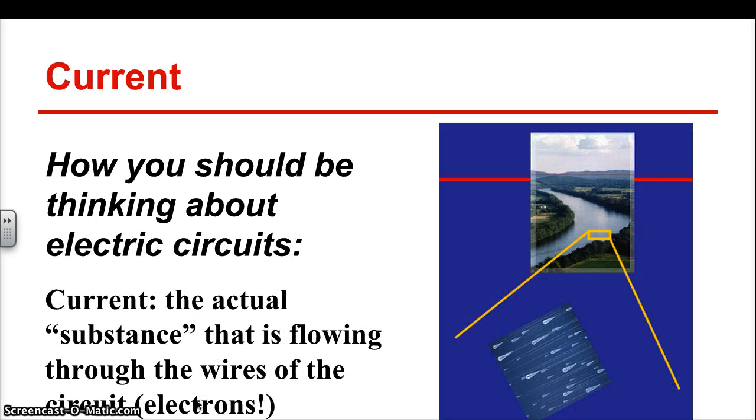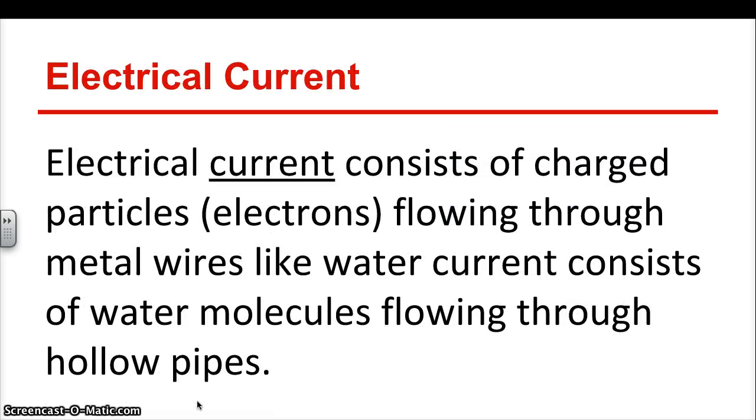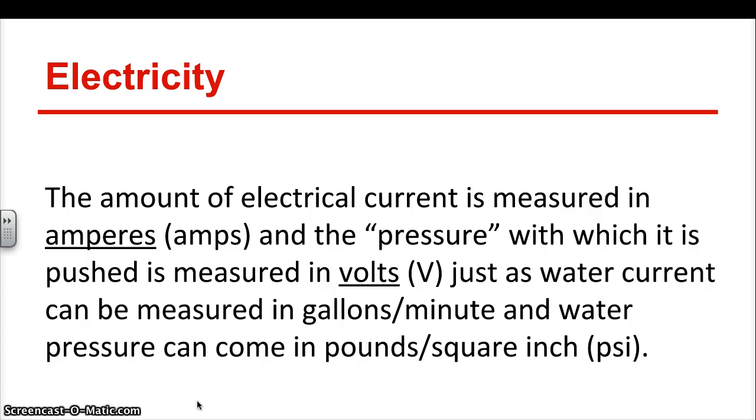And our last major term is current. How you should be thinking about it is current is the actual substance that is flowing through a wire. This is the electrons, okay? Electrical current consists of charged particles, electrons, flowing through metal wires like water. Current consists of water molecules flowing through hollow pipes, right? Just to recap, we measure current in amps, as we measure volts for voltage, and this is the same thing as measuring water. You can measure water in gallons per minute, etc.